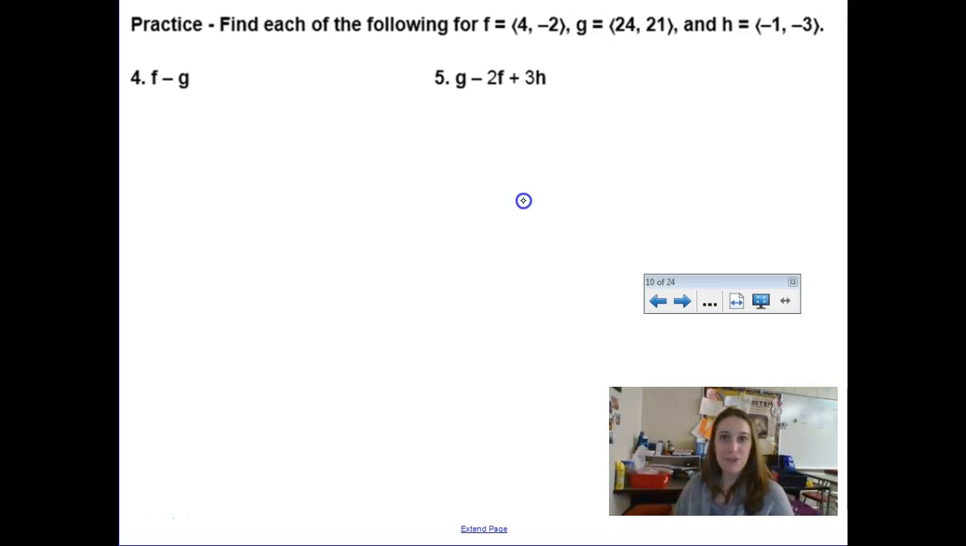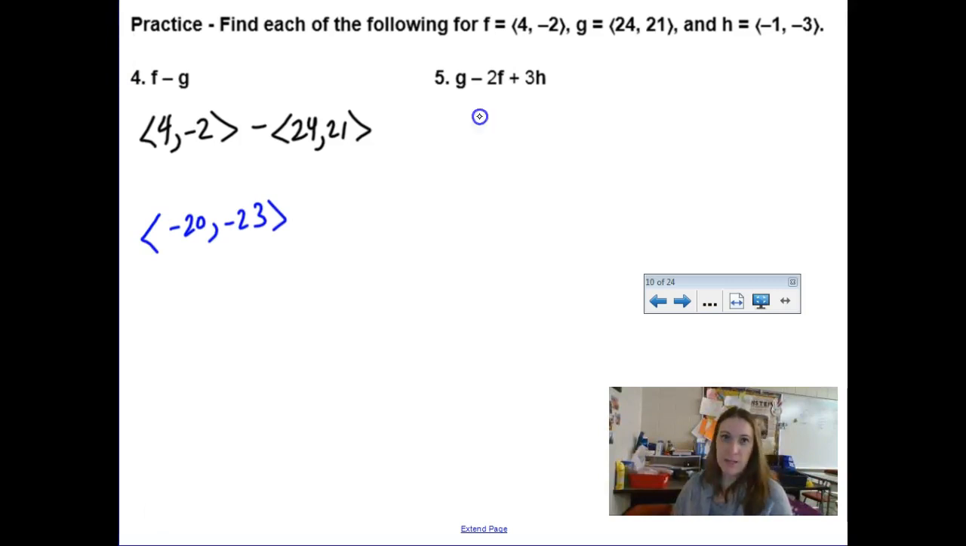Alright, so here we have f, g, and h to do our own work with. So this time they want f minus g. I'm too easy to mess up on problems, so what I usually do is I write it out like this. What's g? 24, 21. Now, sometimes kids get this confused with finding the resultant vector from the first thing we did in the notes. This is different, so we're finding a resulting vector from subtracting the vectors. So 4 minus 24 is negative 20. 2 minus 21 is negative 23.